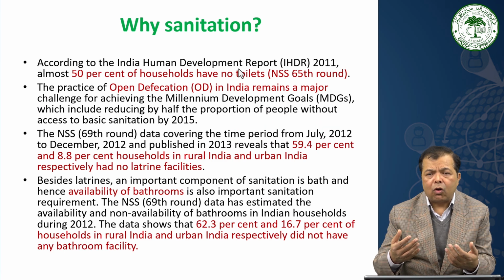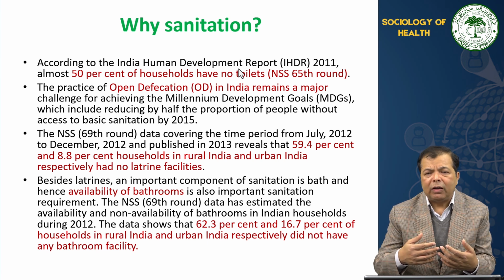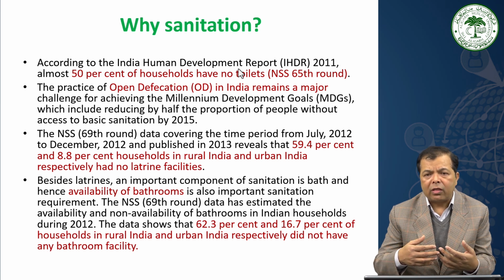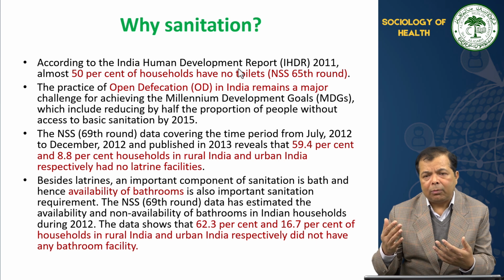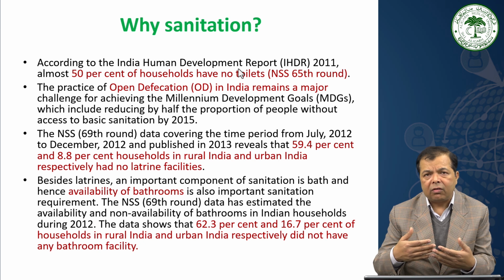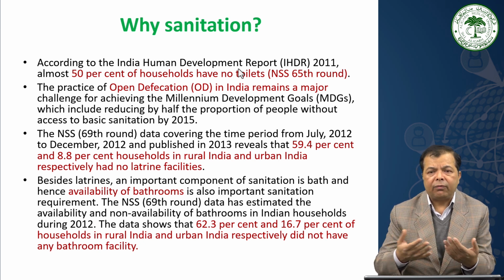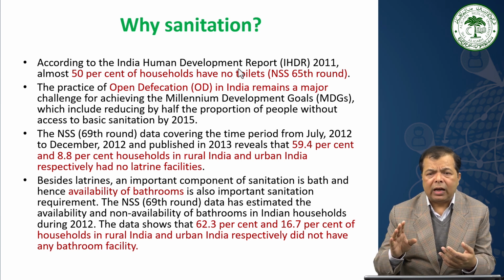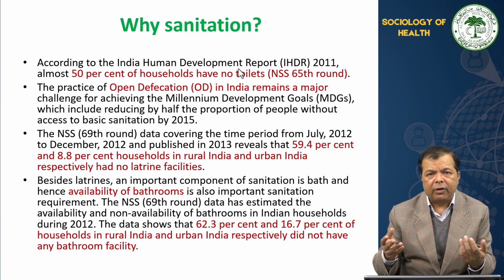And then this slide is talking about some of the figures also, as per certain estimates, right? So India Human Development Report of 2011 states that almost 50% of households have no toilet, right? So we are talking about the figures which were provided way back in 2011. So the recent figures will vary, but because those were the figures which were available, so I've included those things. So way back in 2011, 50% of the household had no toilets, and open defecation was basically very frequent. It was very much practiced, right?